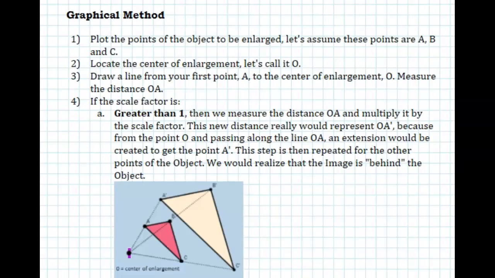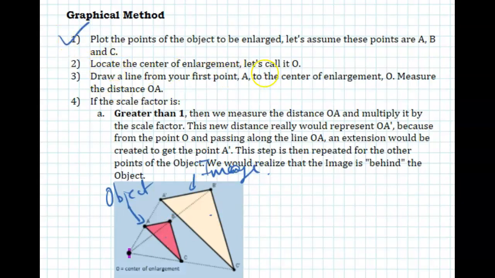The second method I have here is if we were to use the graphical method. As you can see in my note here, the first step is to plot the points of the object to be enlarged. So let's assume it's A, B, and C, right? Now, I have a little diagram at the bottom here. I want you all to look at this as well. This here is the object and this one here is the image. Now of course I'll get into the note as to how we got from here to here, right?